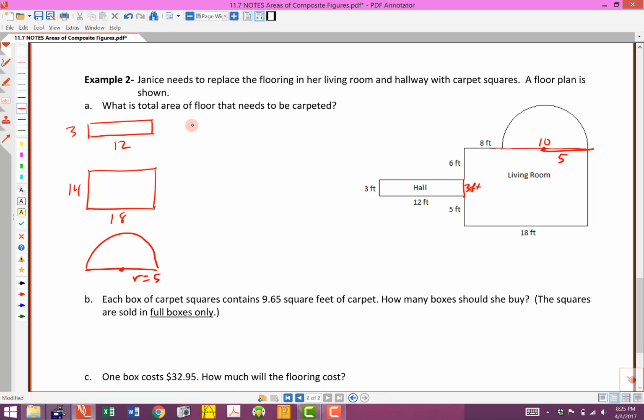So here are our formulas. We're going to do base times height. So that's going to be 3 times 12. We're going to get 36. And that's square feet, remember.